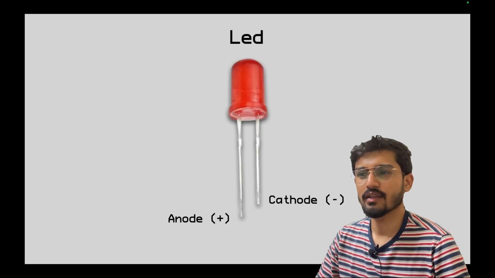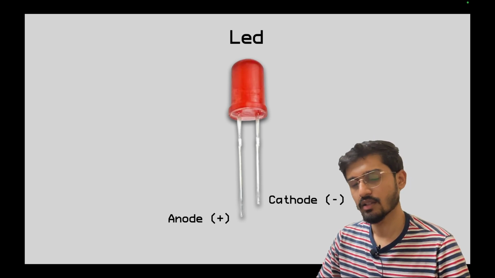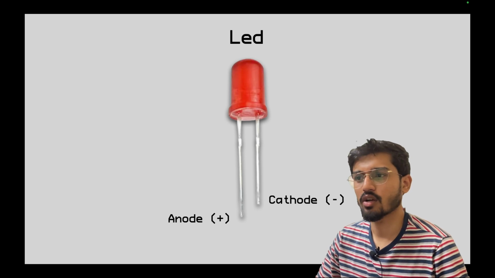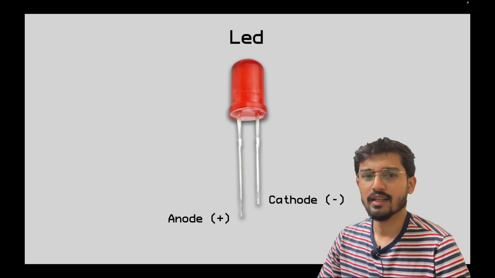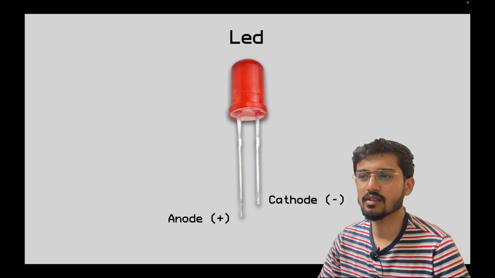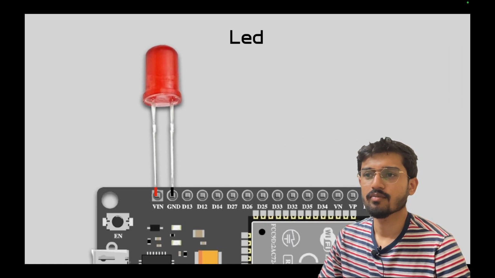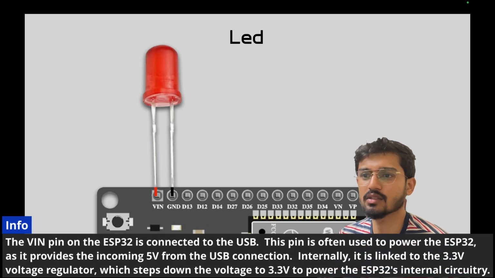When you look at an LED, you can see that there is a long leg and a short leg. The long leg is called the anode and the short leg is called the cathode. The anode connects to your positive 3.3 volts or 5 volts, and the cathode connects to your ground. So for example, if I were to connect this LED to your ESP32, it would look something like this. I would connect the long leg to your VIN pin and your short leg to your ground pin. Now please note that you don't want to try this because the VIN pin is connected to your USB, so it will have 5 volts and this will burn your LED.